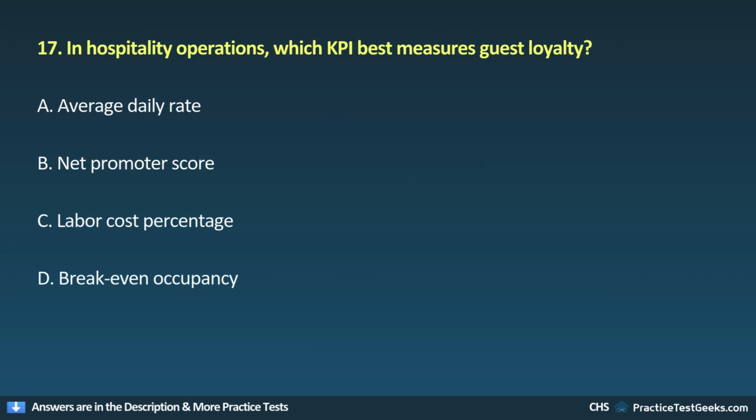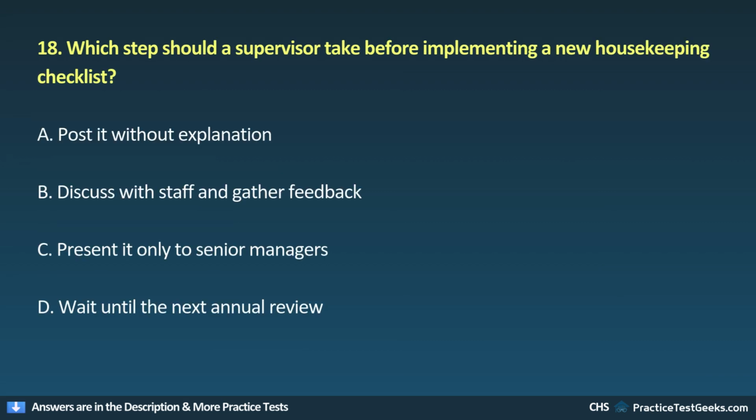17. In hospitality operations, which KPI best measures guest loyalty? A. Average daily rate. B. Net promoter score. C. Labor cost percentage. D. Break-even occupancy.